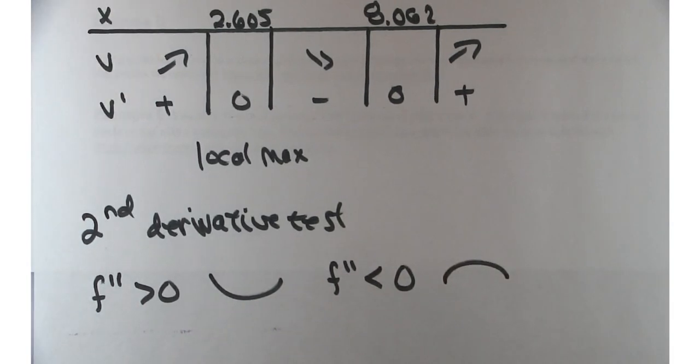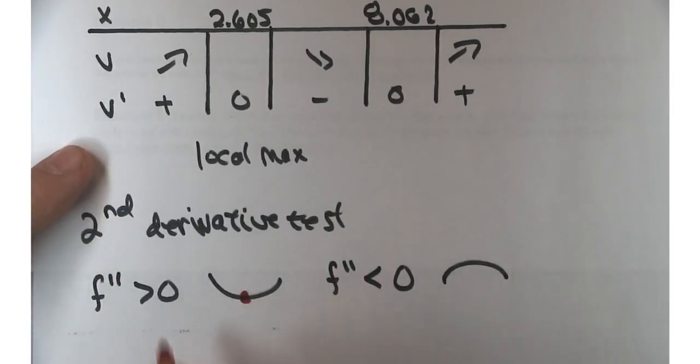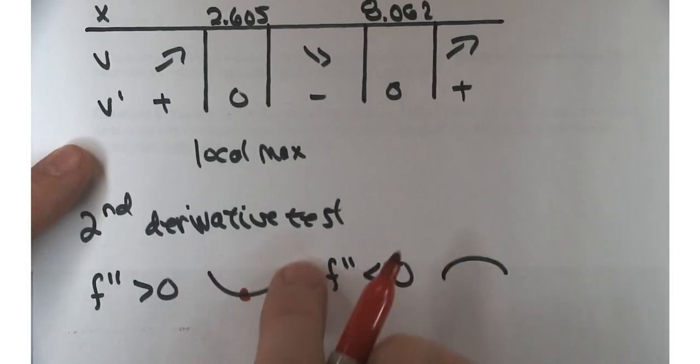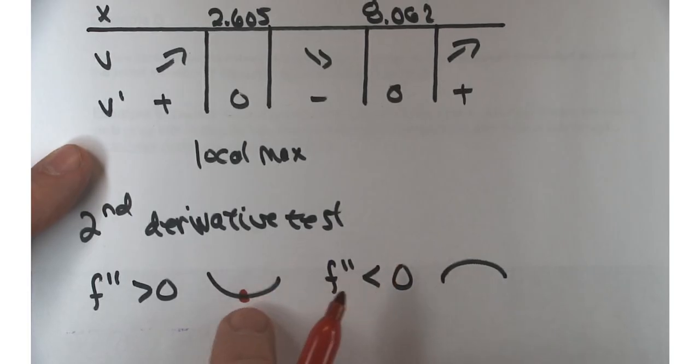If you test a critical point in the second derivative and it's greater than 0, what kind of a shape does the function have there? Well, it has a concave up shape. And if it has a concave up shape, then what's going to be true about your critical point? That's going to be a minimum.